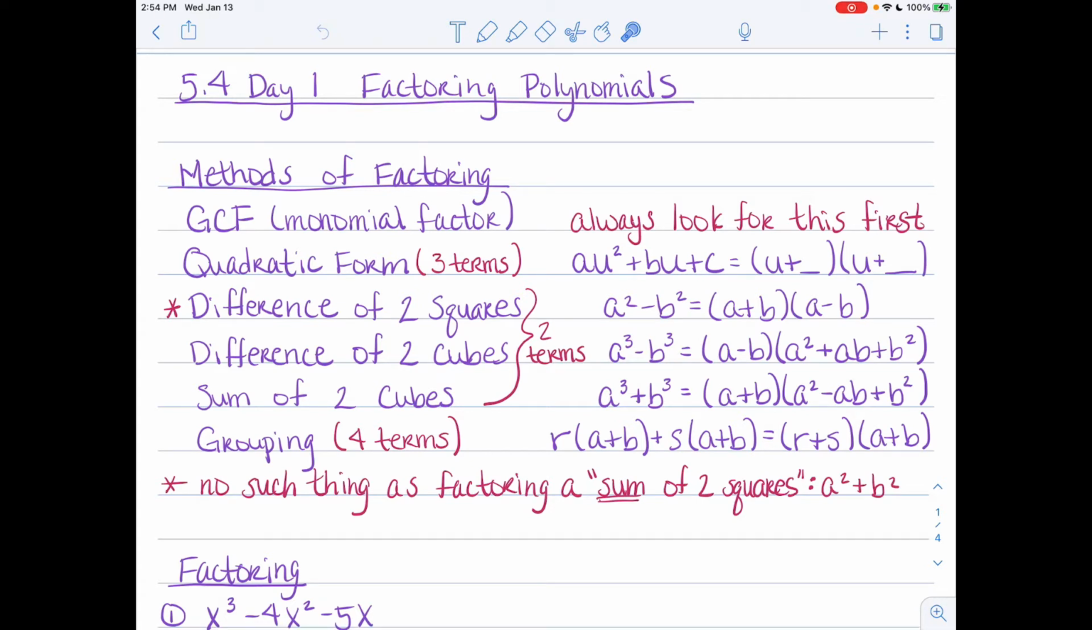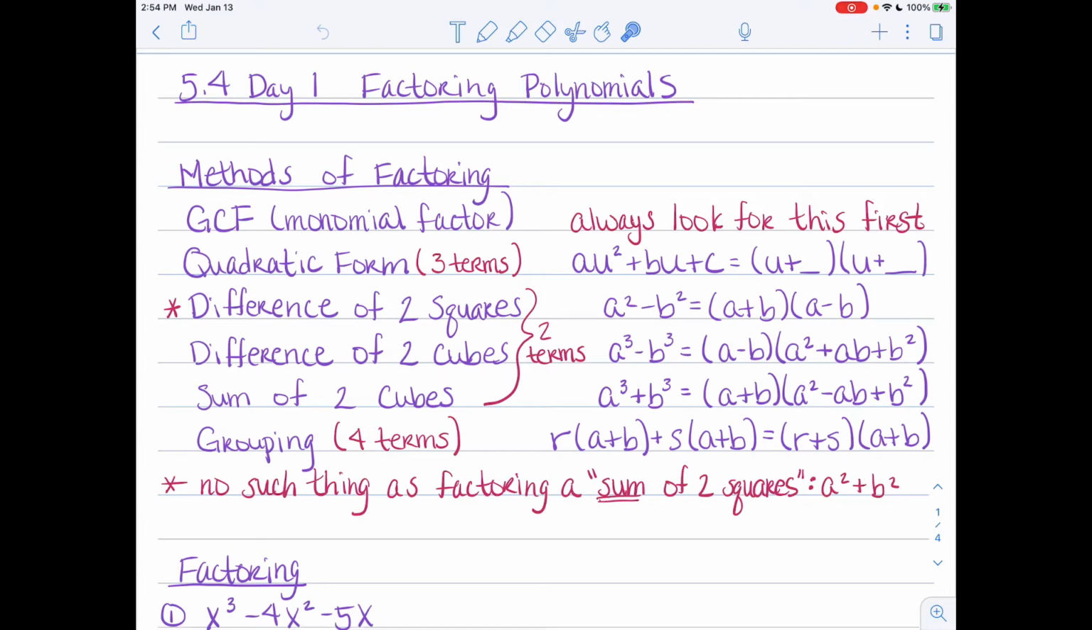Okay, so let's go over the methods of factoring. Some of these we have seen before and some of them will be new to you today. The first method of factoring is pulling out a greatest common factor. We saw this back in the last chapter when we did factoring of quadratics. Typically that factor was just a number, but now we are going to be looking at numbers, coefficients, and we're going to be looking at variables.